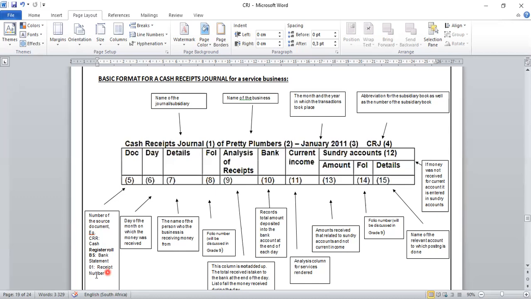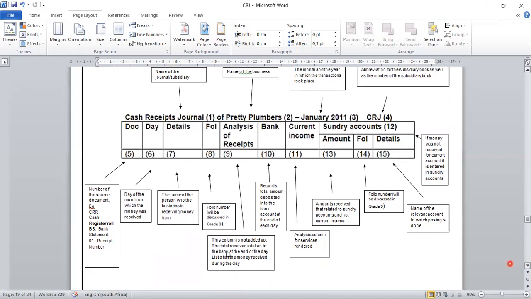Our second column is the day of the month on which the money was received. You only write the day because you have your month and the year in your heading. The details column is the name of the person from whom the business is receiving money. The folio number column is not discussed in grade 8. We will leave it blank for now. And your analysis of receipts column, this column is not added up. The total received is taken to the bank at the end of each day.